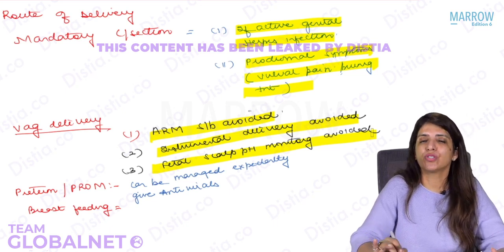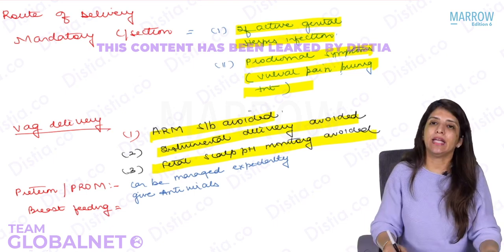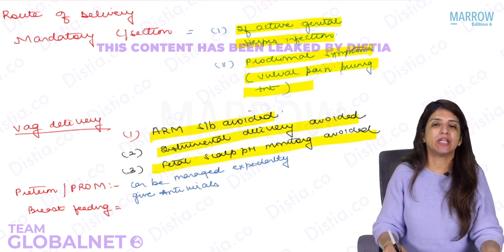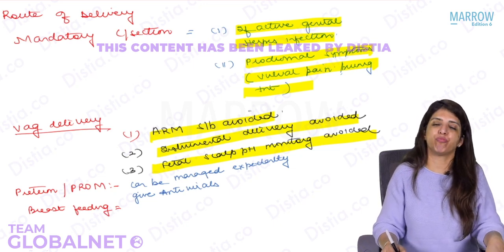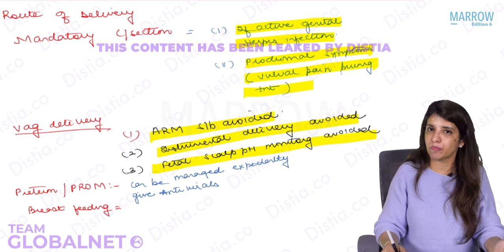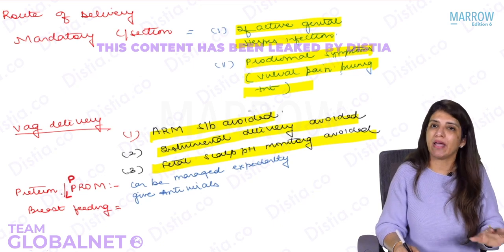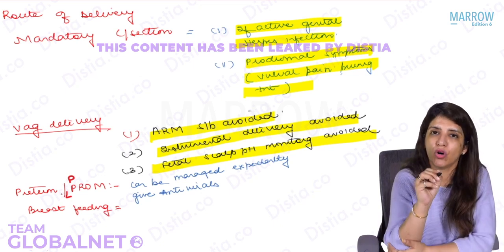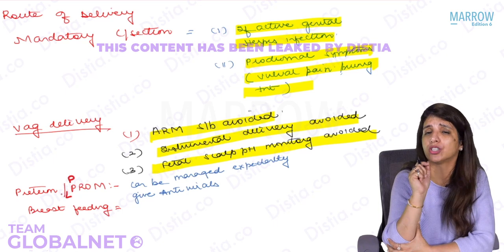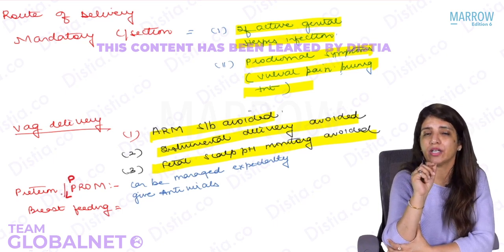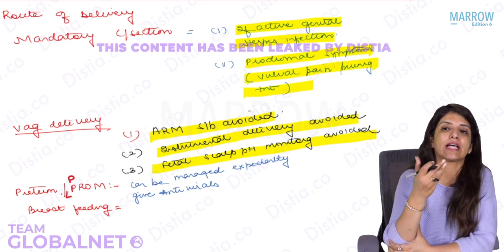Right? Now suppose there is a herpes genitalis patient and the patient is having preterm labor. In patients presenting with preterm labor or PROM or PPROM, you manage them expectantly. Now the concern was, if the membranes are ruptured and there is herpes infection, can I manage expectantly? Yes, you can, because herpes infection is present on the genital area. It is not present inside the uterus.